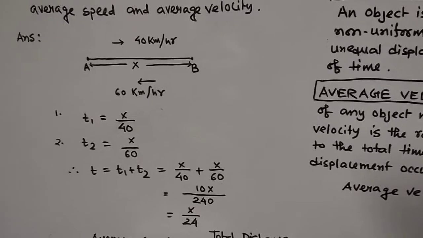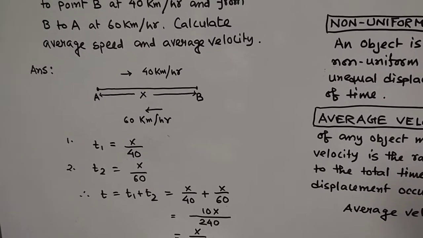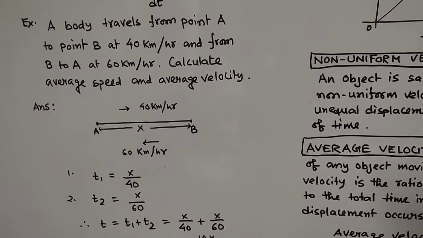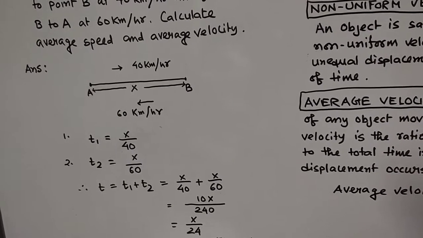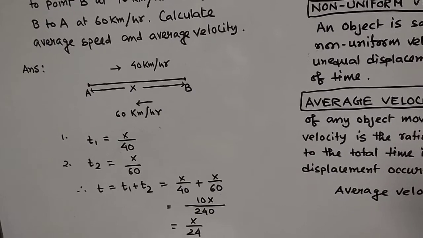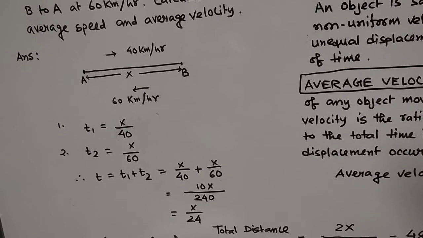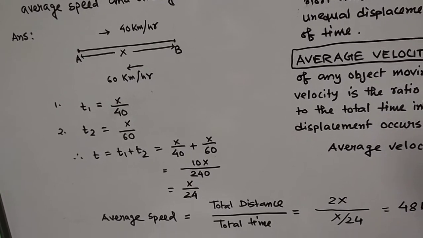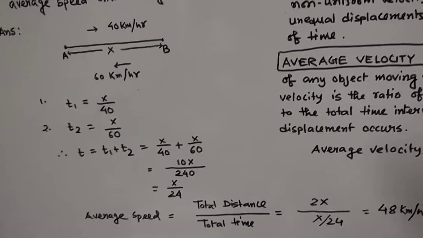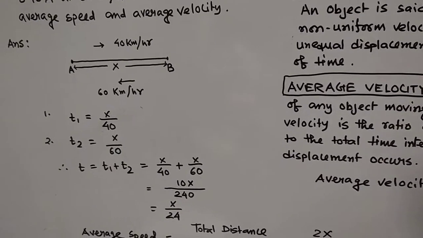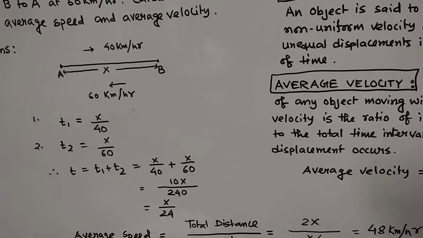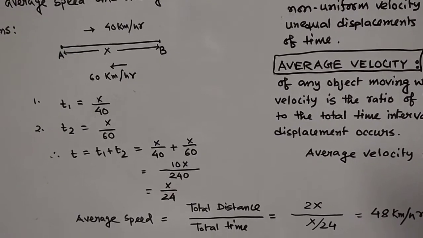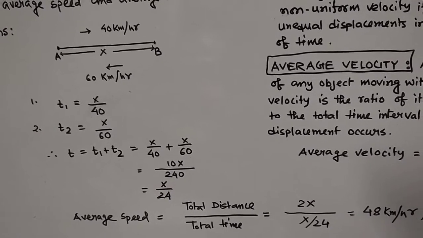So you can say that the total time is t equal to t1 plus t2. So t1 plus t2, you take the LCM, it comes out to be 240. So 6x plus 4x, that is 10x. So 0 goes off, that is x by 24. So time is x by 24 in terms of hour, because we are considering speed as kilometer per hour, and x is in terms of kilometer.